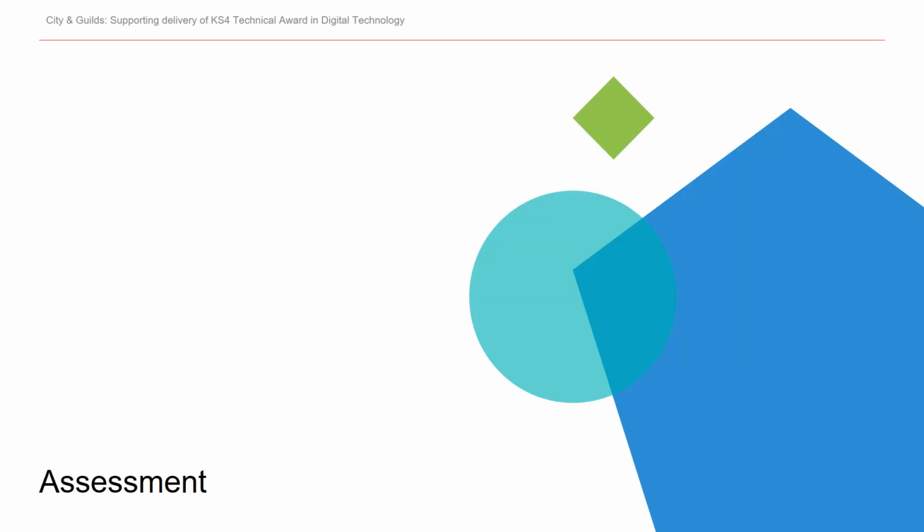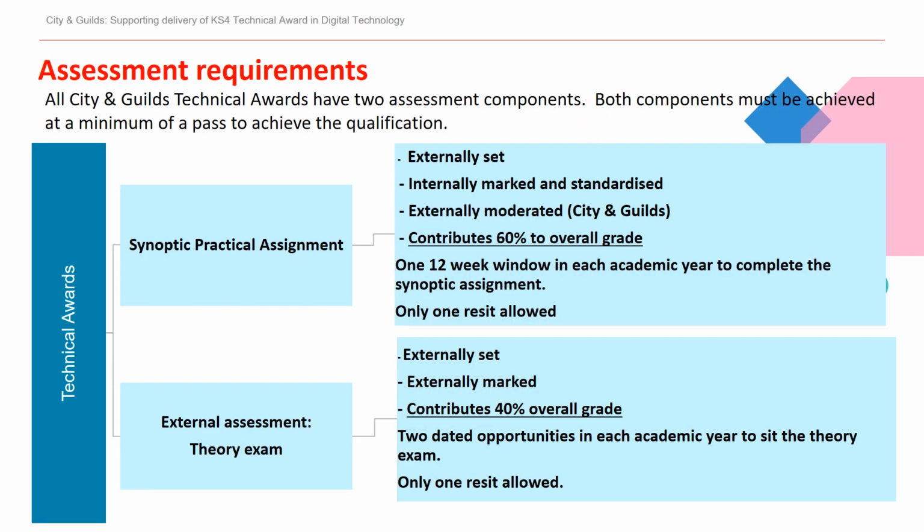Now let's take a look at the assessment. City and Guilds has developed its technical qualifications to have only 2 assessments, reducing the assessment and marking burden on centres, which allows more time for teaching and their development. There is a Synoptic practical assignment that will look to assess the range of skills and knowledge developed from the programme, and an externally set theory exam.